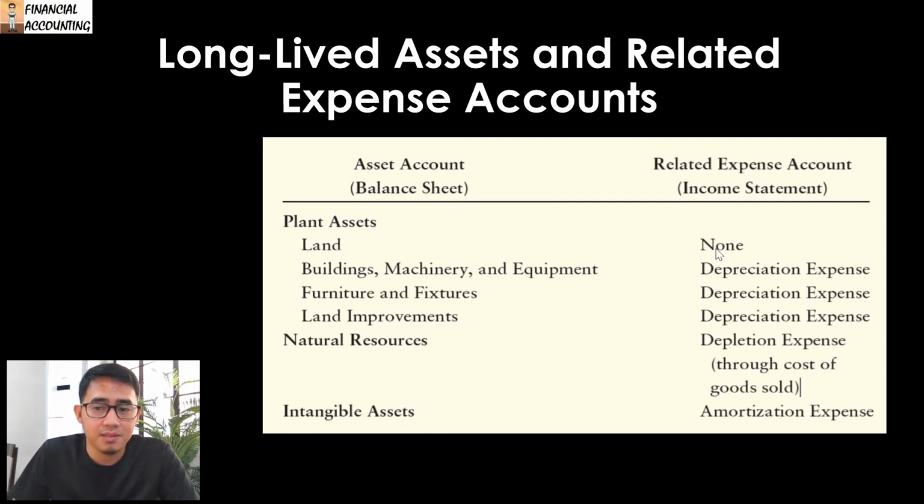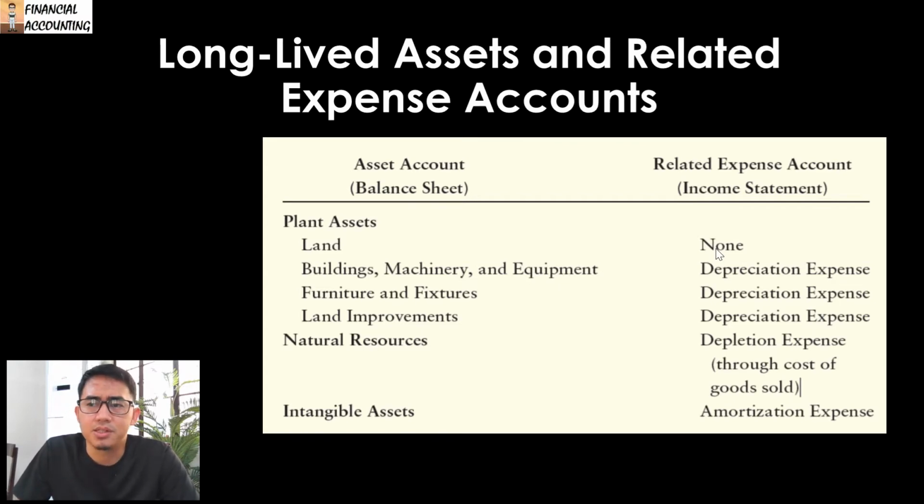Buildings, machinery, equipment, fixtures, and land improvements are all subject to depreciation expense. Meaning, as the year passes by or as you use the asset, its value is actually being reduced. We call that the normal wear and tear of the asset. For example, a building would normally last 20 or 30 years, depending on the standard used for its construction.